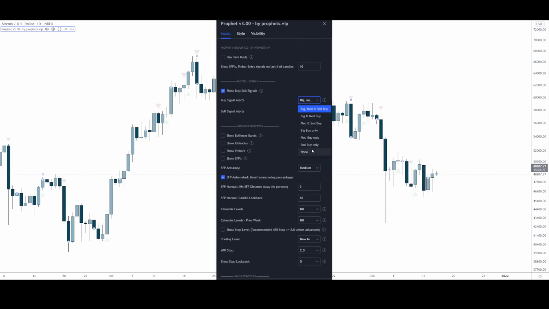You can change the big and small, just like on Prophets here as well. Depends on which ones you want to show. So if you don't want all the noise of the small ones that appear, you can just get rid of the small ones just by doing that, right? And you get less noise. Turn those off moving forward.